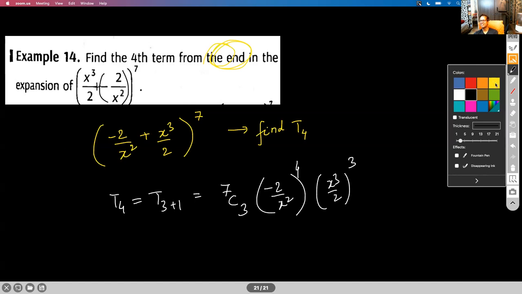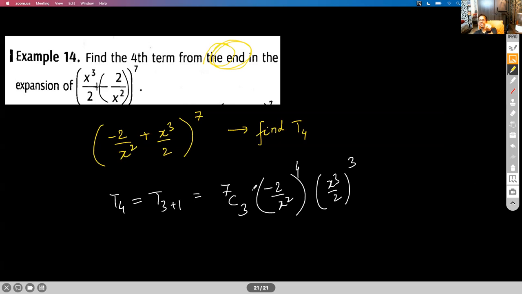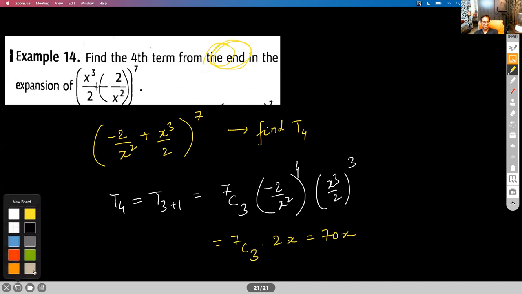Getting my point? So when you're swapping their positions, the minus sign will be accompanying that 2 by x squared everywhere. Of course, if you simplify it, if I'm not mistaken, this will give you 7C3, 2, and 2X, which is actually 70X. Is this what you people are getting? Those who said done? 70X? Is it fine? Okay.